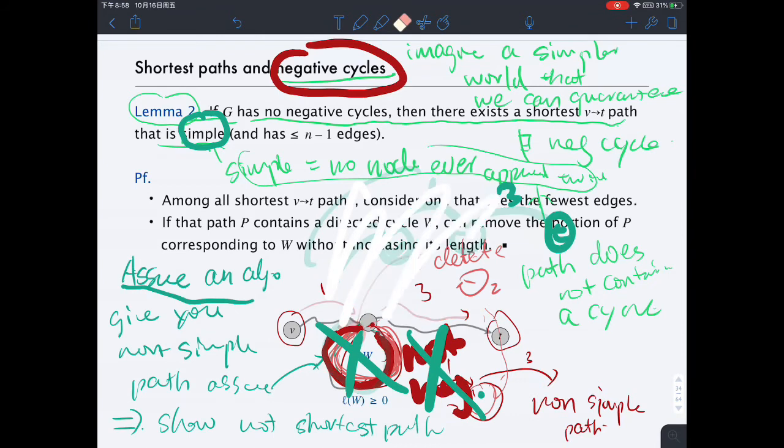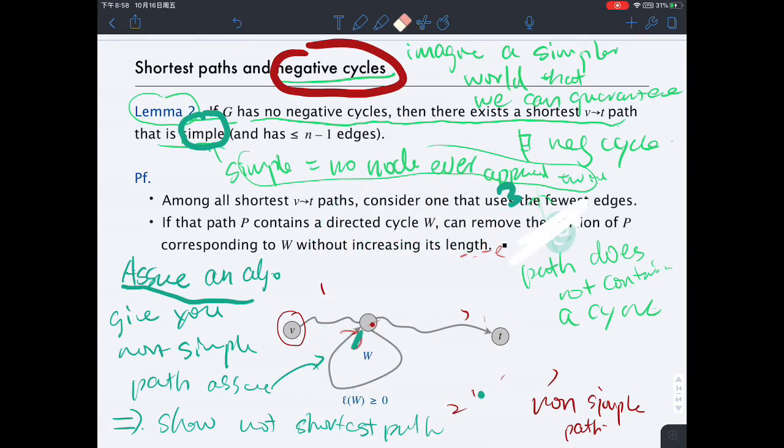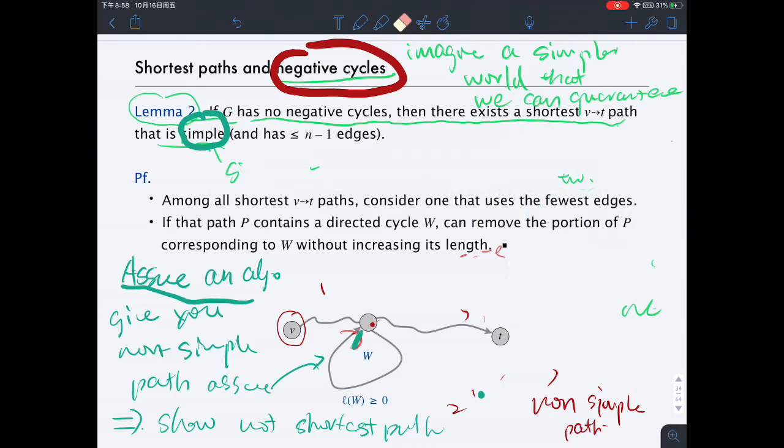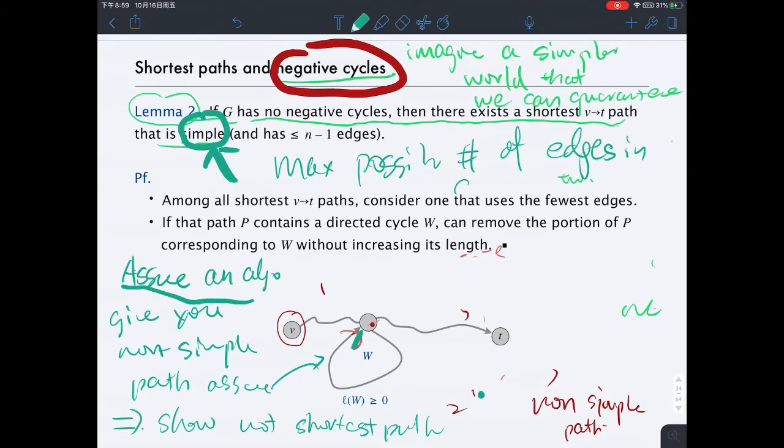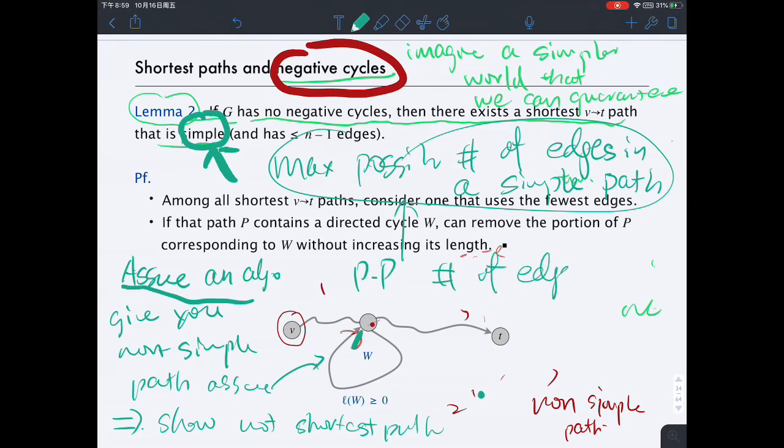Another observation is that if I look at all possible simple paths, right? So let me just erase everything here. I do have a question here. If I just look at all the simple paths, what is the max possible number of edges in a simple path? Right. So it's really just that by the pigeonhole principle, the number of edges is going to be less than or equal to n, right?